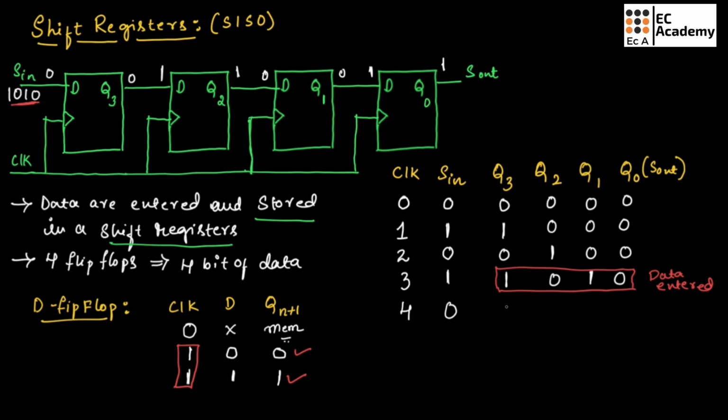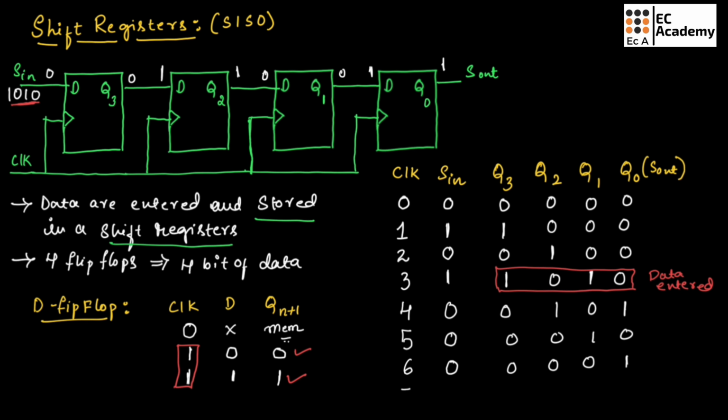So let us write that data: 0, 1, 0 and 1. So these are the outputs at each flip-flop. For the next clock pulse, in the same way if we analyze, input is not available, so we can take input as 0. Output at each flip-flop will be 0, 0, 1 and 0. For the next clock pulse, again input is not available after 4 bits, we can take that as 0. So output of each flip-flop will be 0, 0, 0 and 1.